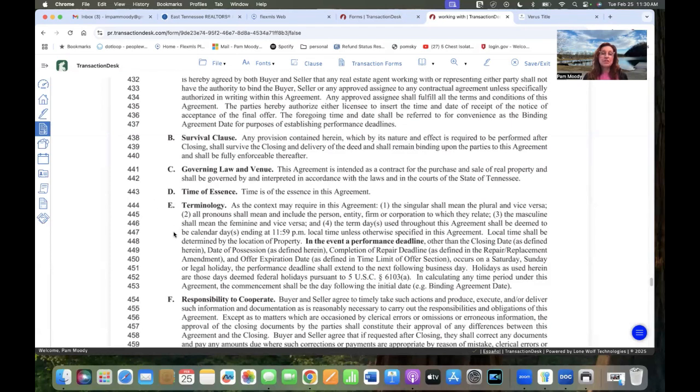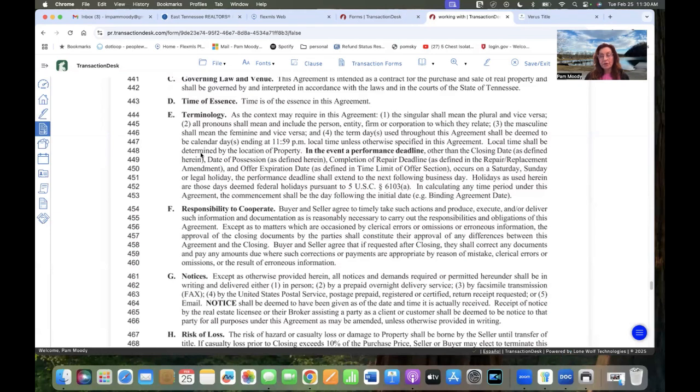Got terminology. I'm not going to read it. I'm going to expect you to read. You need to go over this before you sign it, now that I've talked about a lot of this.